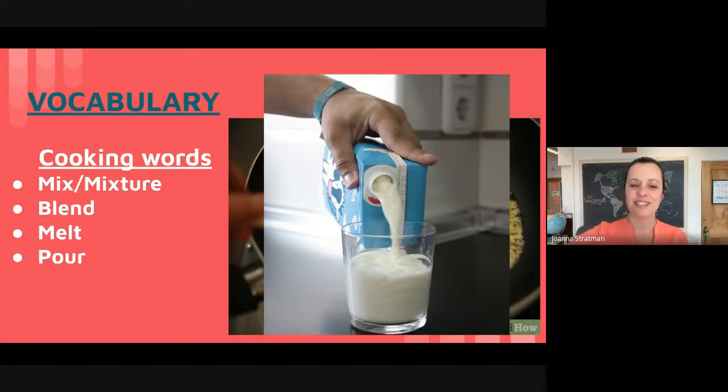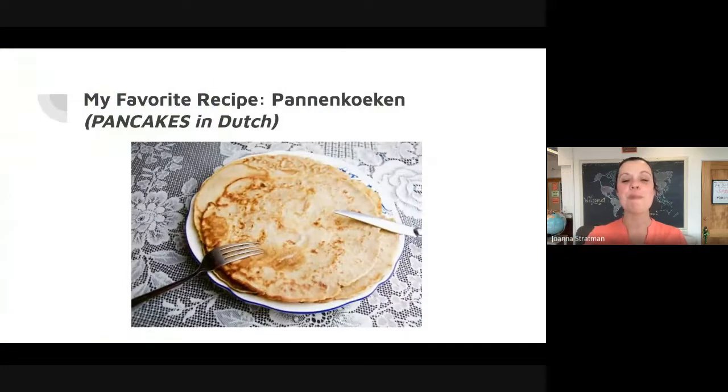Okay, my friends, we will learn about my favorite recipe today. My favorite recipe is pannenkoeken. Pannenkoeken means pancakes in Dutch. And Dutch pancakes are a little bit different than American pancakes. Dutch pancakes are very thin. So, to talk about this recipe, I need your help.